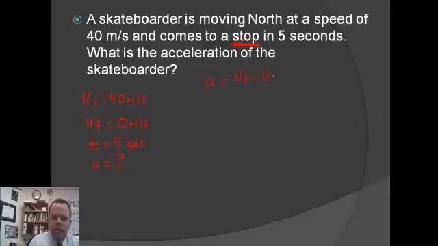Acceleration equals v final minus v initial over t. So acceleration equals 0 minus 40 over 5. So our acceleration is negative 40 divided by 5. So our acceleration is negative 8 meters per second squared. Remember, in this case, our acceleration is negative. And we said that anytime the acceleration and velocity are in opposite directions, the object will be slowing down. Here the object is slowing down from 40 to rest, so it should have a negative acceleration.